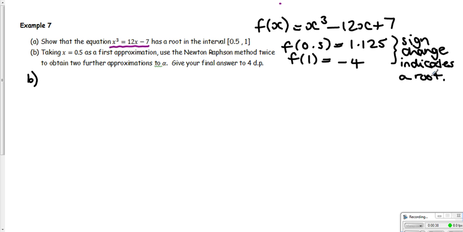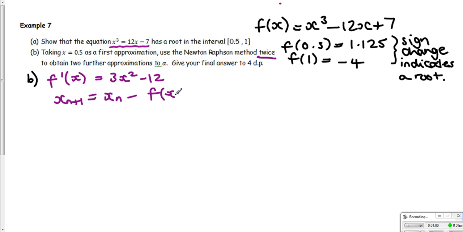So that's part A. Now part B is asking us to do the Newton-Raphson method twice. So we know that the first thing we're going to need to work out is f'(x). Differentiating this, we get 3x squared minus 12. And so we know that when we do our iterations, it's going to be f of xn on the top and f dash of xn on the bottom. So always write out the formula.